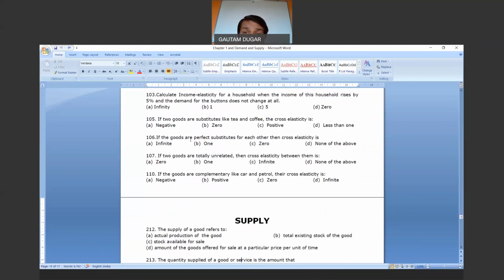In case of perfect substitutes, cross elasticity will be infinite. 106. When two goods are perfect substitutes of each other, the cross elasticity will be infinite. And in case of completely unrelated goods, the cross elasticity is 0. That's a good answer. And if the goods are complementary, like car and petrol, then the cross elasticity will be negative. Correct answer.